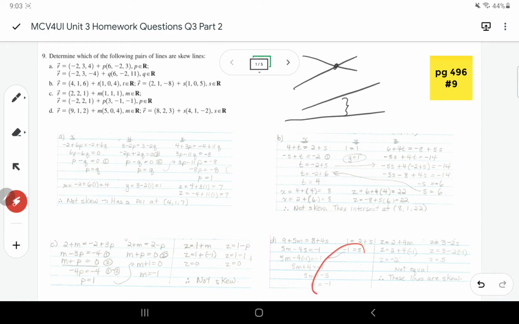You have to be able to solve for the two parameters, then sub them into the equations of the component you didn't use. Normally I use x and y and then sub it into z. So those would be skew lines.